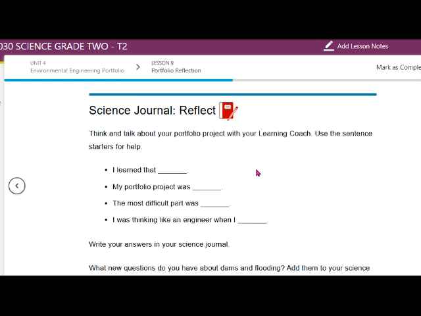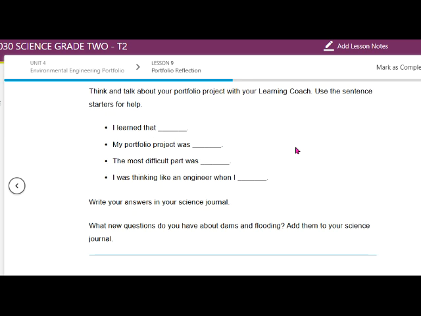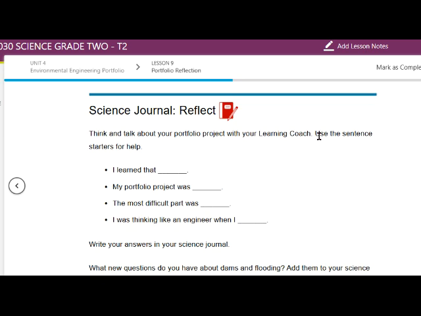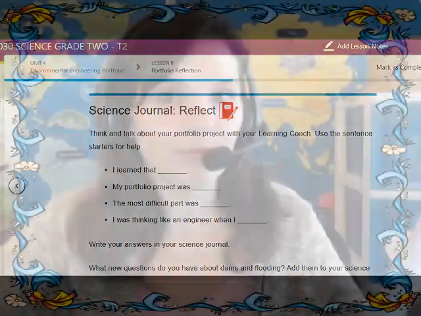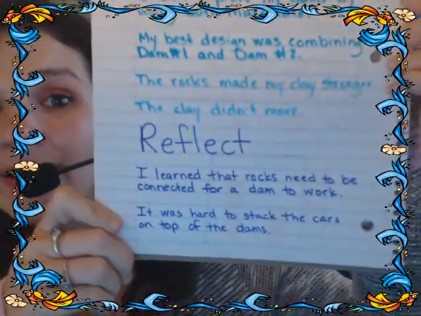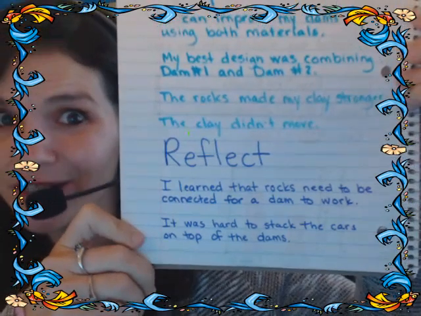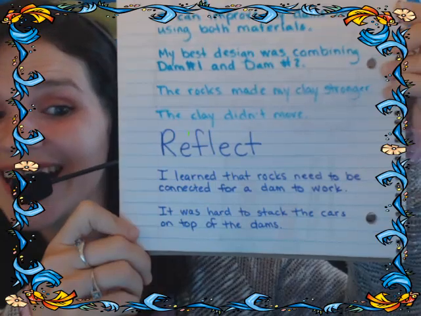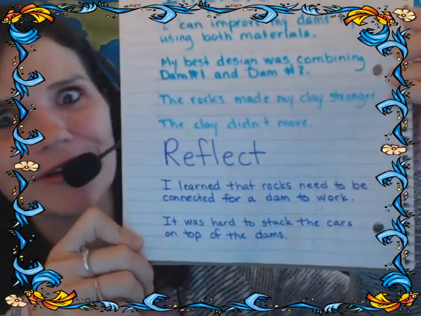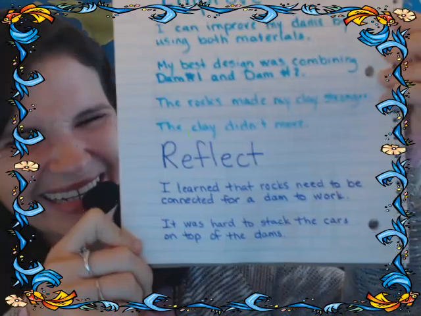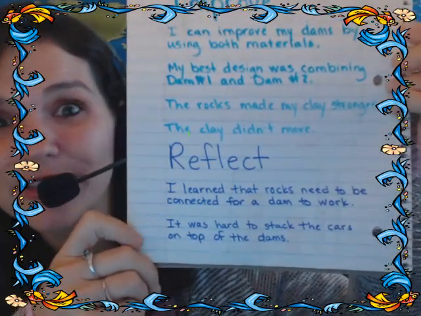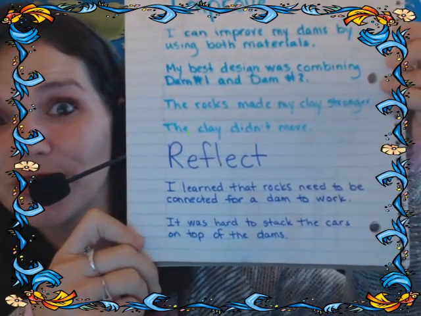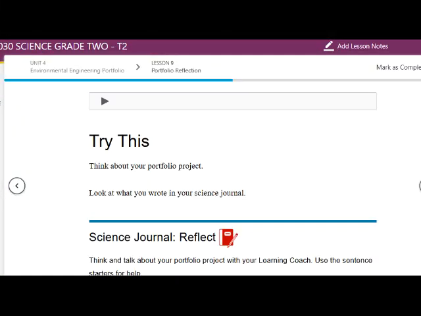So in your reflect section, you're going to write your answers in your science journal, and you might want to write some new questions you have if you have any new questions as well. So here's my example for my reflection. I learned that rocks need to be connected for a dam to work. My rocks slid away, they let water through. It was hard to stack the cars on top of the dams, right? It was hard to stack anything on top of them, I think, for some of us. So those are some reflections, some things that I observed, that I noticed, or that I learned during this portfolio project. So your reflections, they won't be the same as mine. That's absolutely okay. All right, so add your reflection to your science journal.